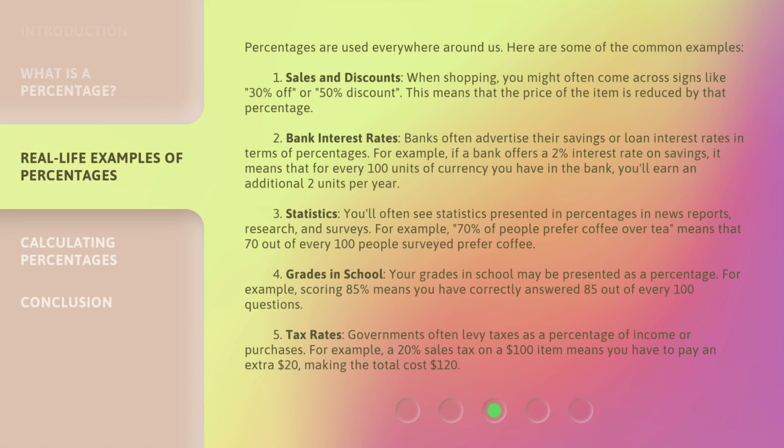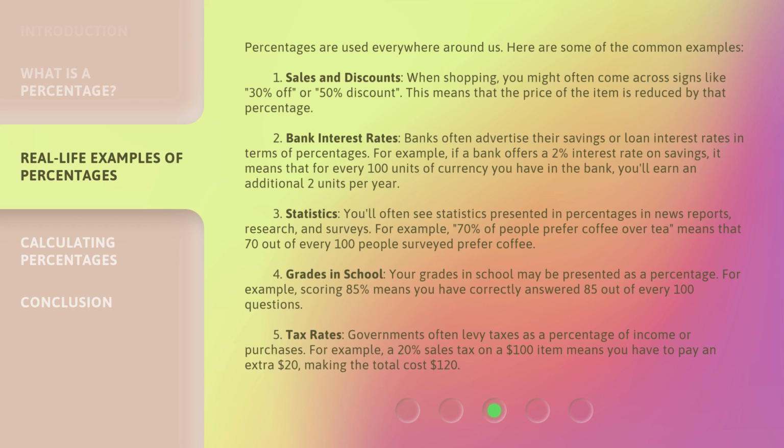Percentages are used everywhere around us. Here are some of the common examples. 1. Sales and discounts. When shopping, you might often come across signs like 30% off or 50% discount. This means that the price of the item is reduced by that percentage.